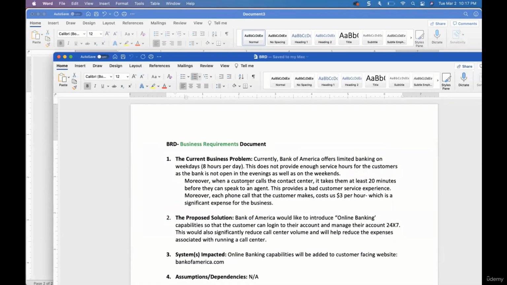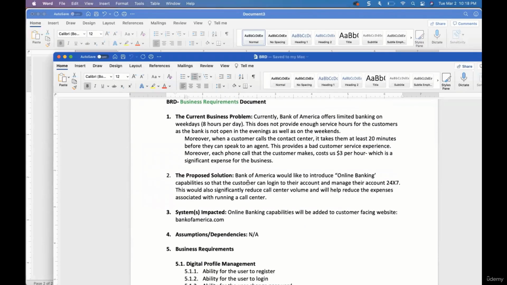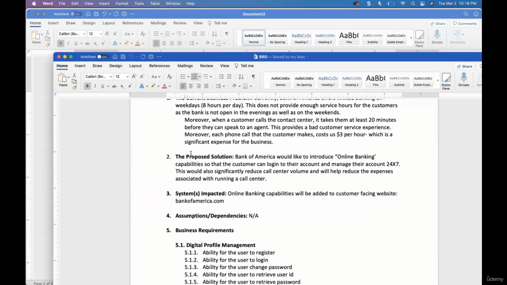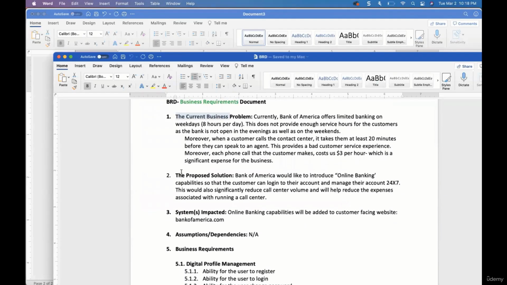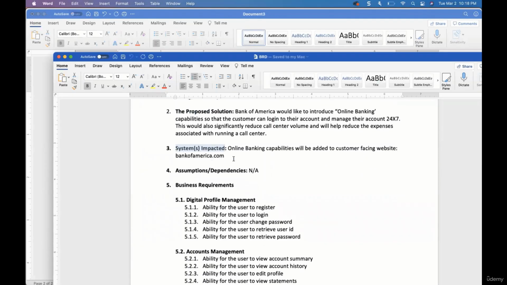You remember this Bank of America BRD? What is the goal? The goal is to introduce online banking capabilities. So I wrote the current business problem, I wrote the proposed solution, then I came to systems impacted. In systems impacted, what did I write? Online banking capabilities will be added to customer-facing website, bankofamerica.com.